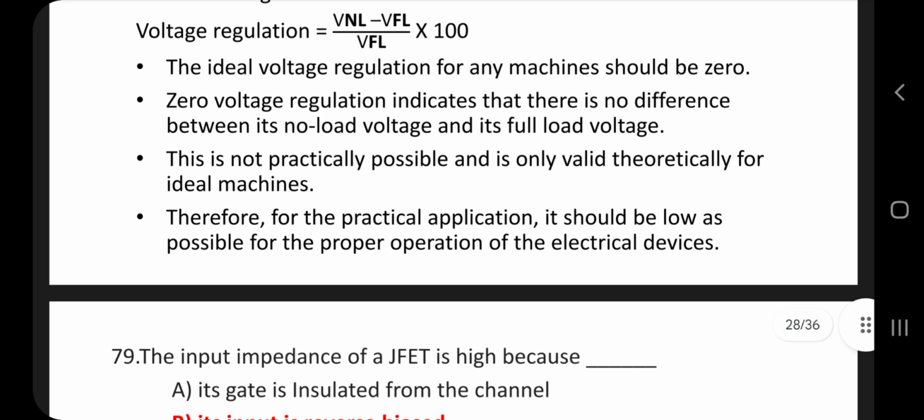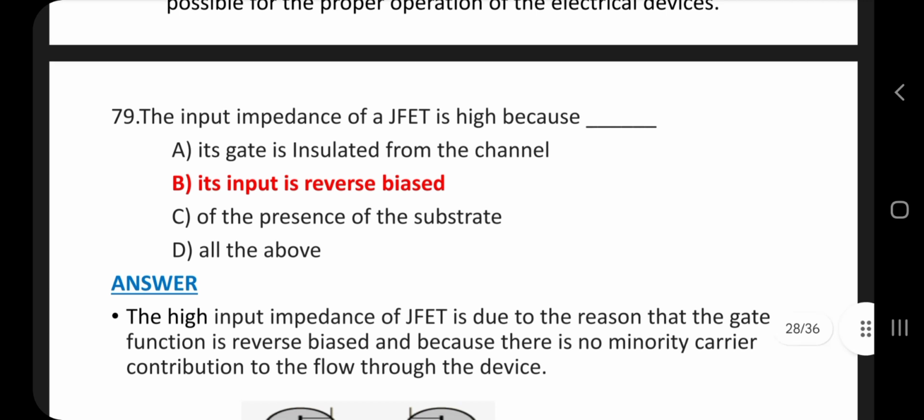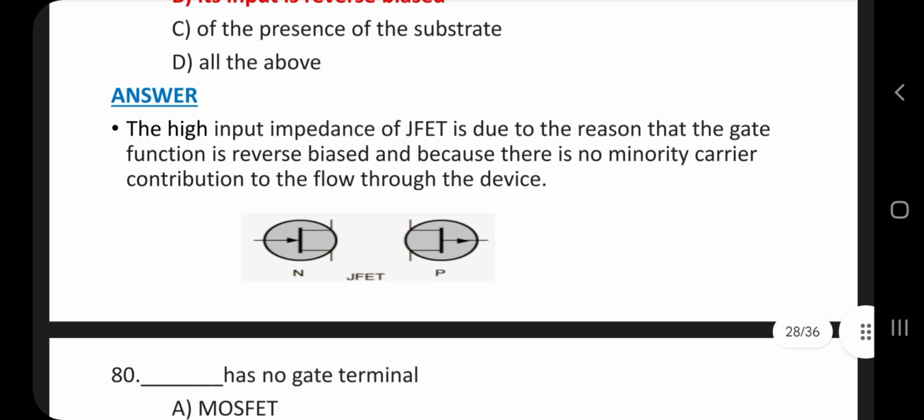Therefore, in practical application, it should be as low as possible for the proper operation of the electrical devices. 79. The input impedance of a JFET is high because, answer is option B, its input is reverse biased. The high input impedance of JFET is due to the reason that the gate junction is reverse biased and because there is no minority carrier contribution to the flow through the device. This is a symbol of JFET, N-type and P-type.